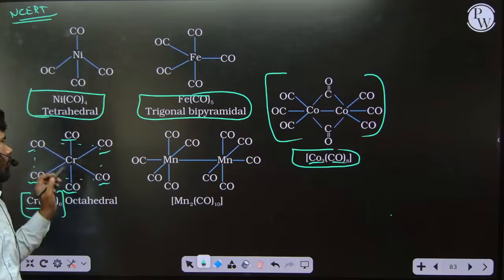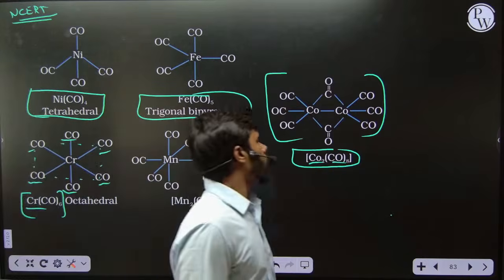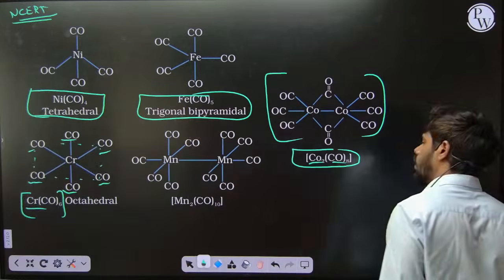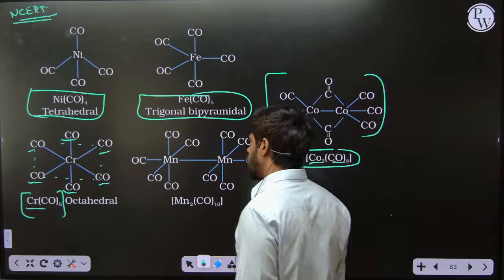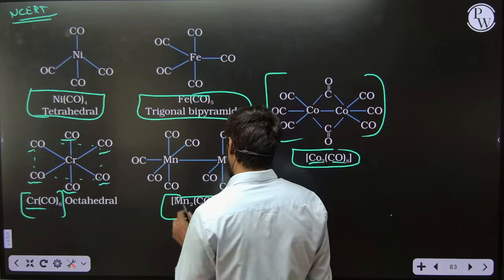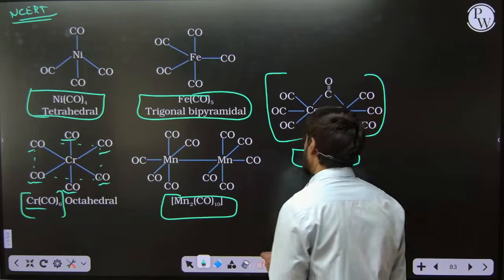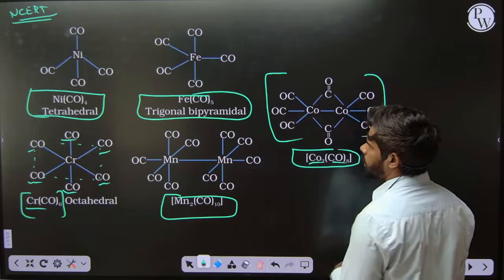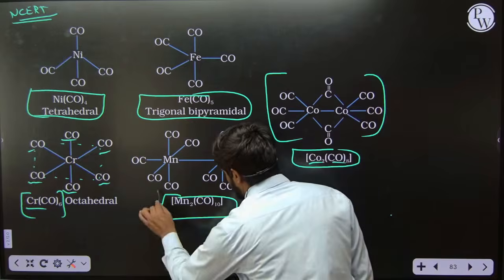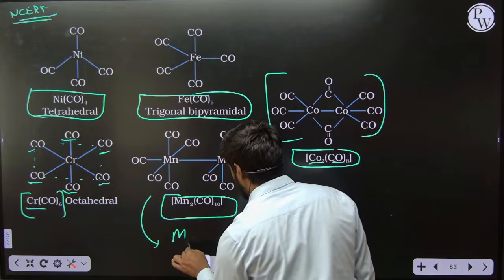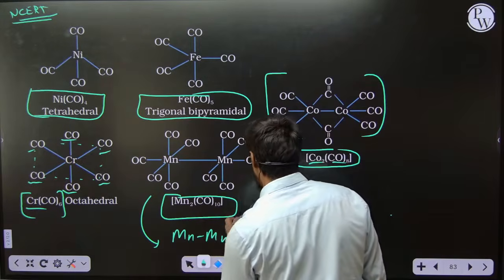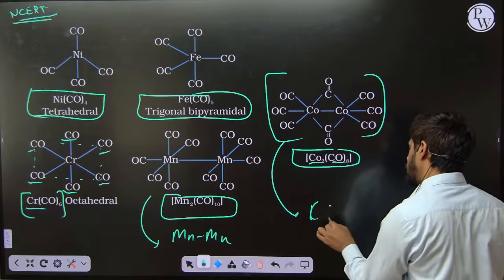So whenever there is a coordination number 6, it is octahedral in all cases. This is Mn2(CO)10. In this case, there is a metal-metal bond. You should remember this. In the case of Co2(CO)8 also, there is a metal-metal bond. In this case also, there is a metal-metal bond.